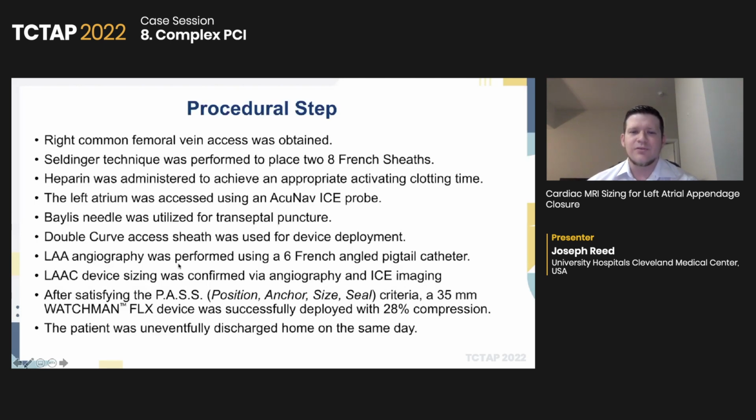Device sizing was confirmed via angiography and ICE imaging. After satisfying the position, anchor, size, and seal criteria, a 35 millimeter Watchman Flex device was successfully deployed with 28% compression, and that was under a single deployment. We successfully deployed this device, and the patient was uneventfully discharged home on the same day without any periprocedural complications.